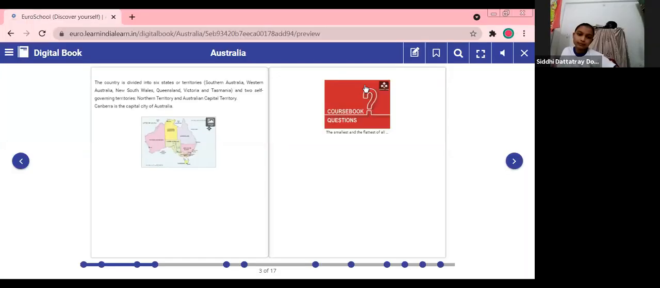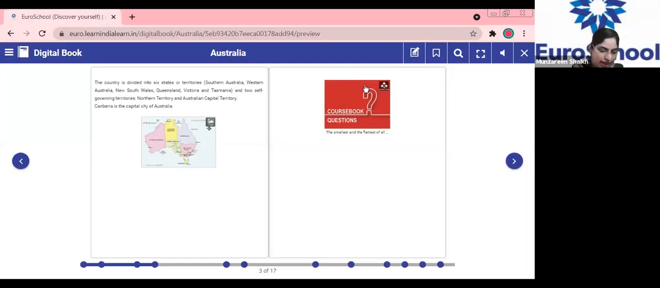Political divisions of Australia. The country is divided into 6 states or territories. Okay, let's see which are the 6 states and the territories.